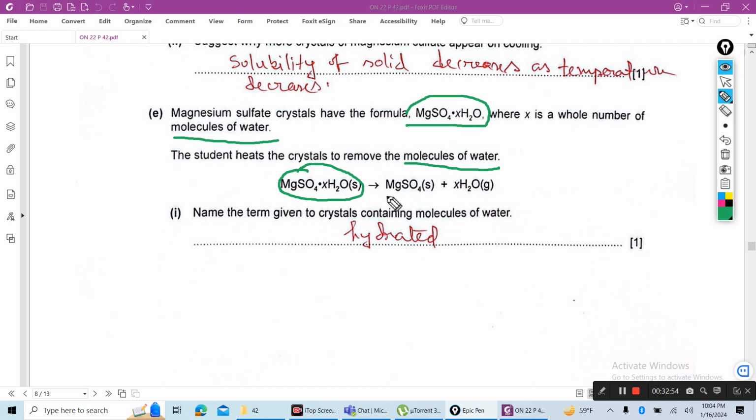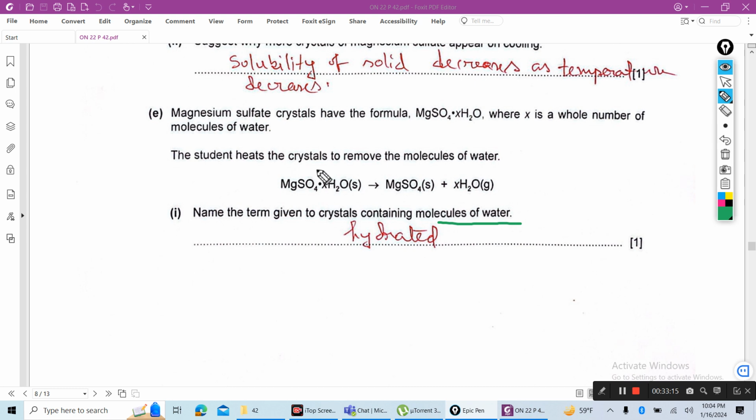If you give heat, anhydrous salt is formed and water is formed. So now the question is asking, name the term given to crystals containing molecules of water.